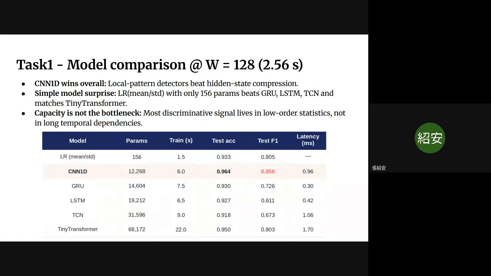Now the model comparison at the conventional window. We train 6 architectures using the same training pipeline. CNN1D wins with macro F1 of 0.856.